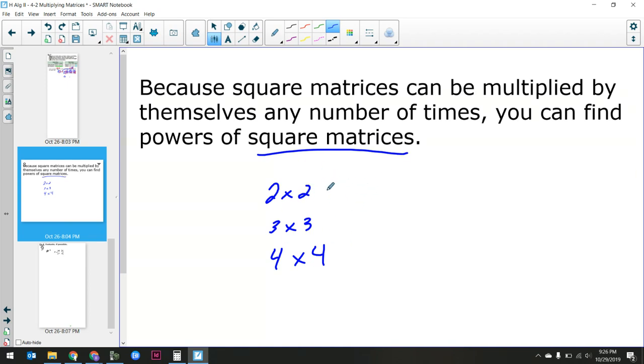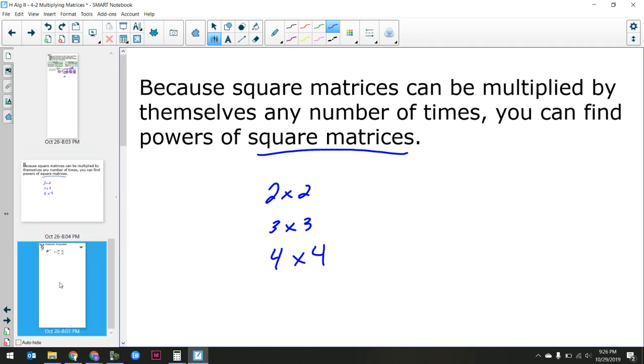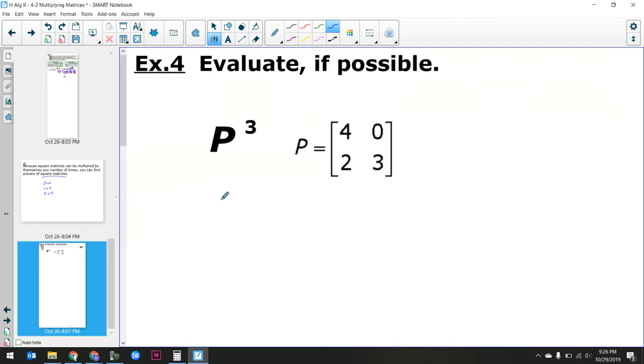Well, what do I get if I multiply 2 by 2 times a 2 by 2? Another 2 by 2. What if I multiply 3 by 3 times a 3 by 3? Another 3 by 3. So it keeps yielding more 2 by 2s, more 3 by 3s, and more 4 by 4s. So if I take a 2 by 2 times a 2 by 2 times a 2 by 2 times a 2 by 2, I keep getting 2 by 2s. So I can take the powers to third power, fourth power, fifth power, right? So take a look here, P to the third.